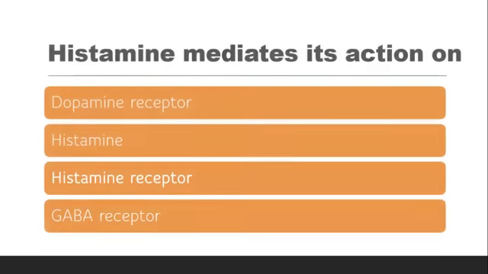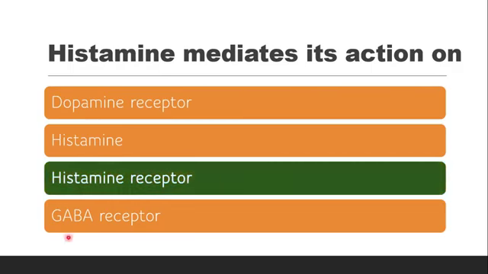Next question is histamine mediates its action through which receptor? Whether it is dopamine receptor, whether it is simple histamine, whether it is histamine receptor, or whether it is GABA receptor. The correct answer is it is histamine receptors.